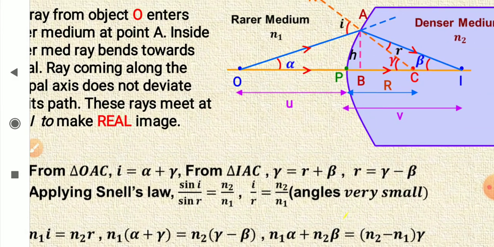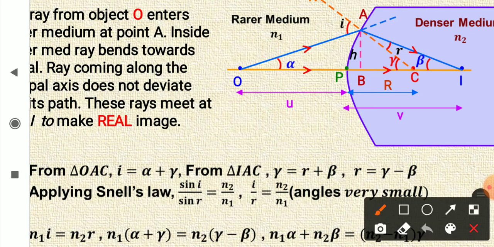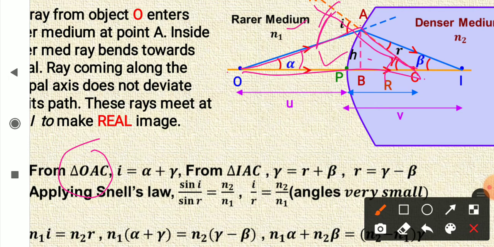So one by one, if you look at triangle OAC, this triangle OAC. Now you see that the angle I, this angle, if you extend this part here, then angle I is the external angle and angle alpha and gamma are the interior opposite angles. And you know that the exterior angle is the sum of the interior opposite angles. So I is equal to alpha plus gamma, a property of triangles.